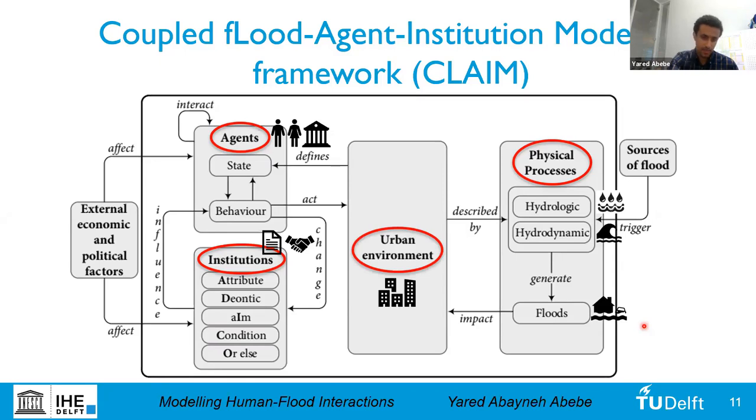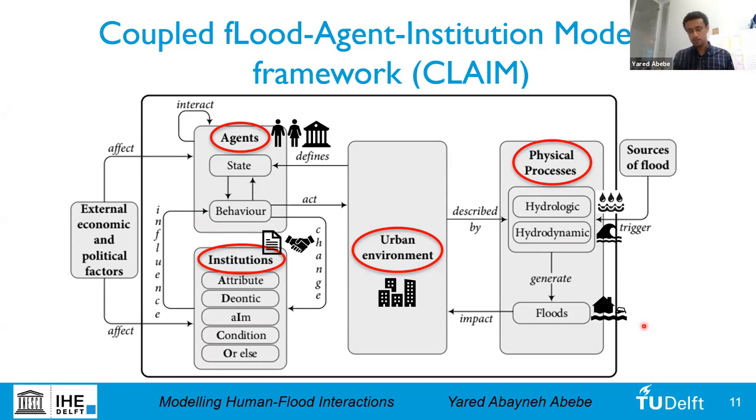And then we have the urban environment. In this case, we split the physical processes from the urban environment, because first of all, we talk about urban flood risk management, so specifically the urban environment. Of course, all these physical processes happen in that environment, but any other hydrometeorological or geotechnical event can also happen in an urban environment, such as a landslide or earthquake.